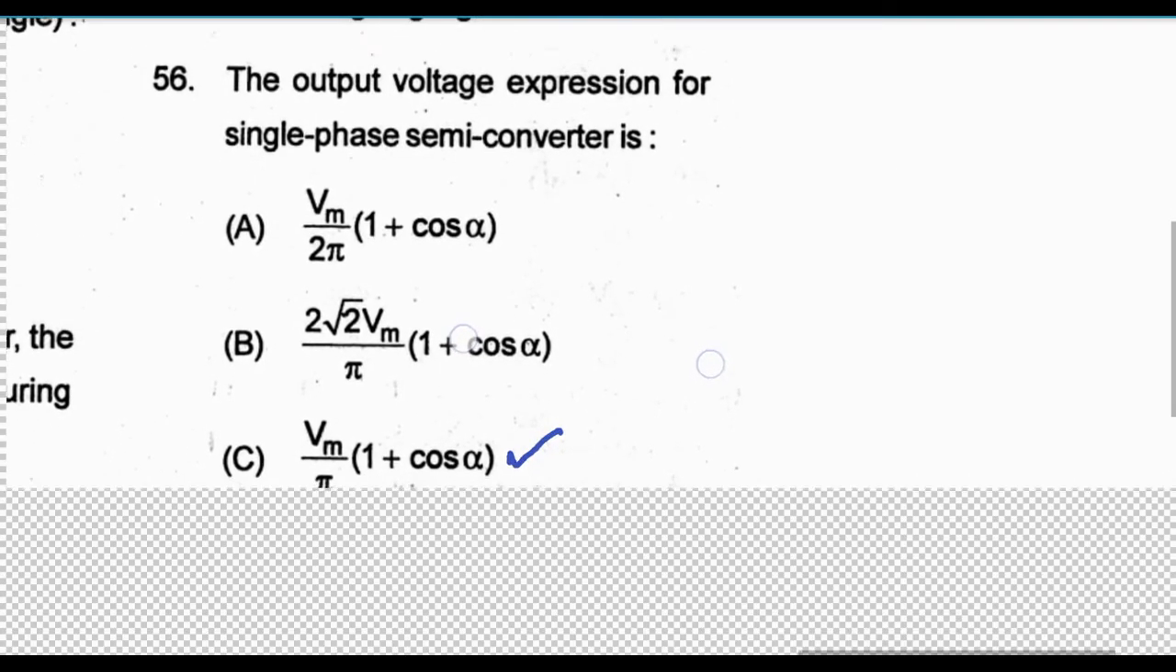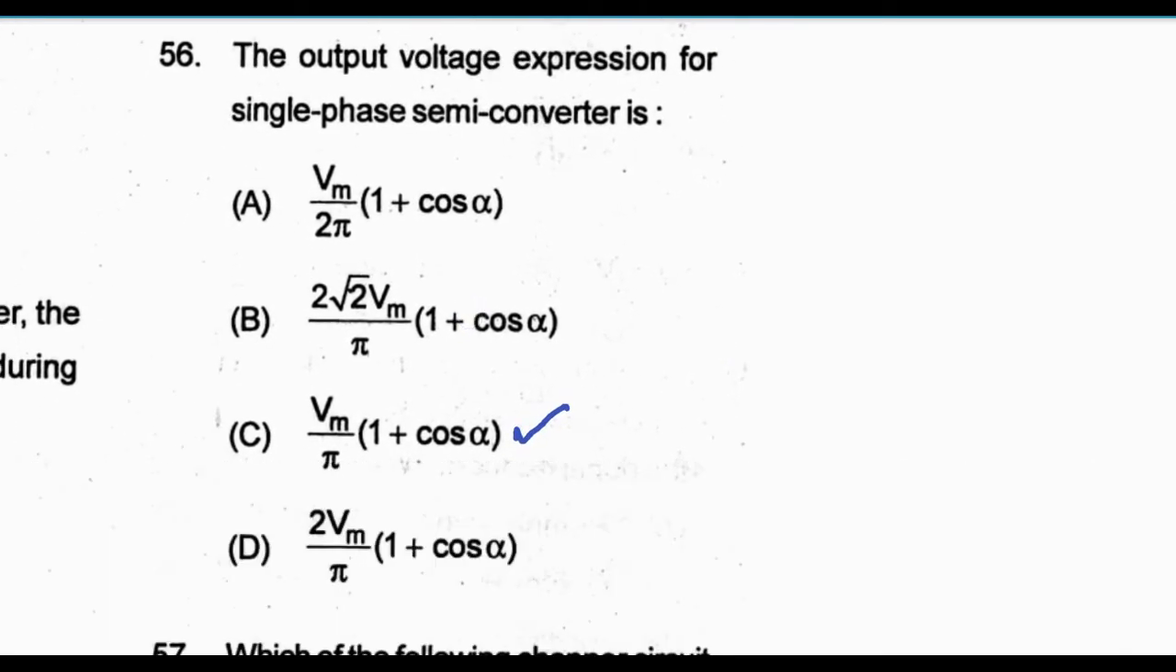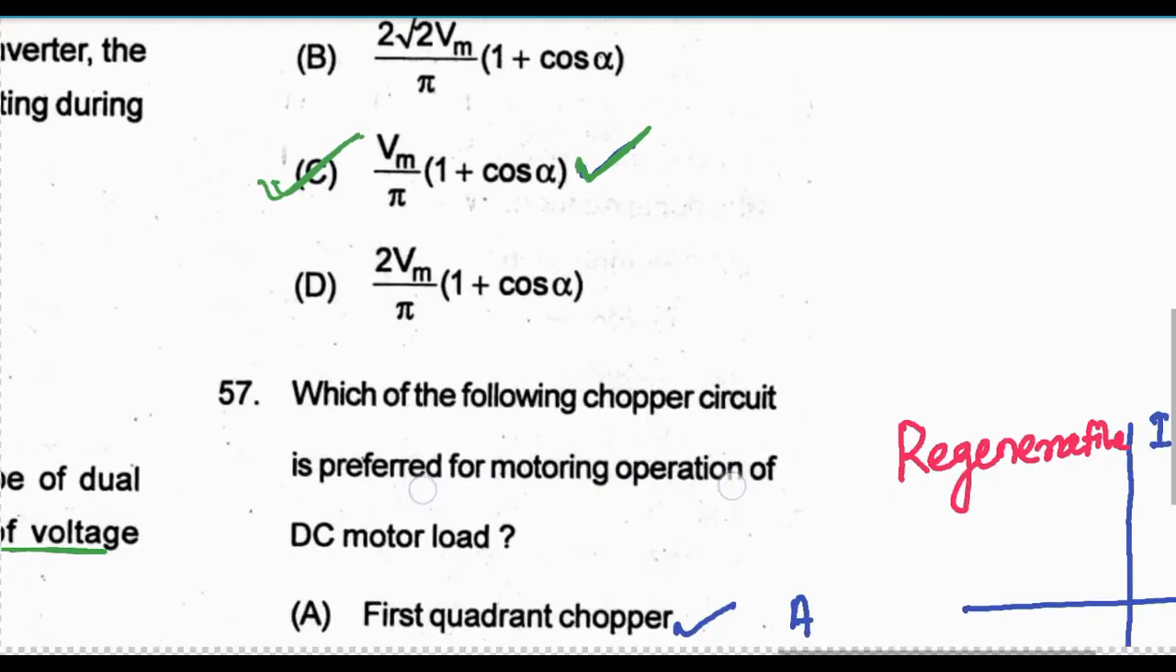Next question is question number 56. The output voltage expression for single phase semiconverter is Vm by pi into 1 plus cos alpha. Alpha is the firing angle, Vm is the maximum voltage.